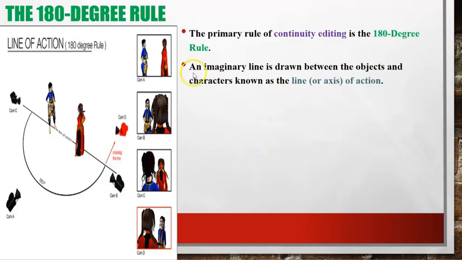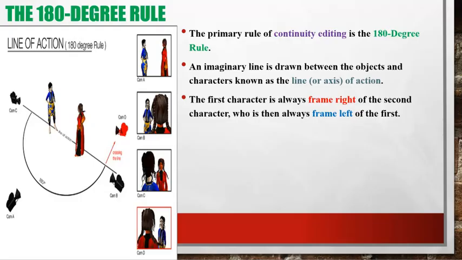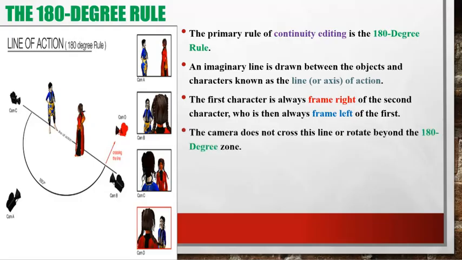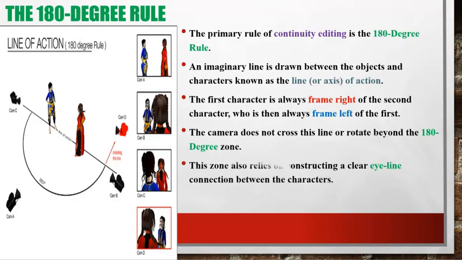So what we do is, again, an imaginary line is drawn between the objects and characters, and this is called the director's line, line of action, axis of action. It's a bunch of different phrases. Usually people say director's line or line of action or eye line. As I said, the first character is always frame right, other characters are always frame left. Don't cross or rotate beyond that 180-degree zone.